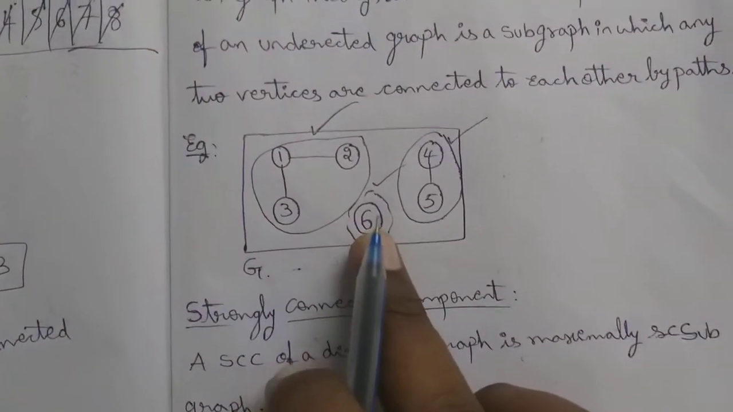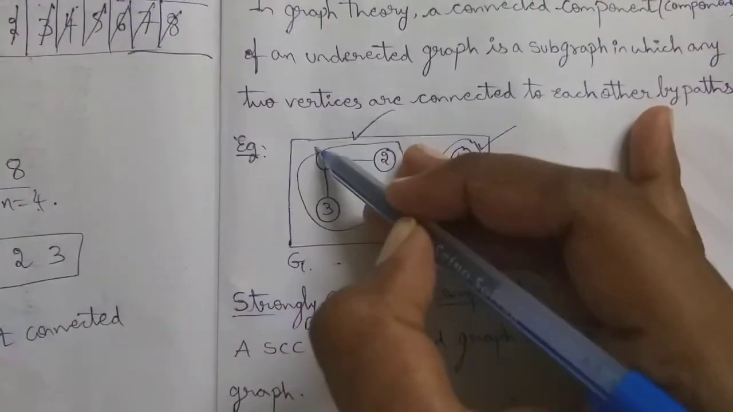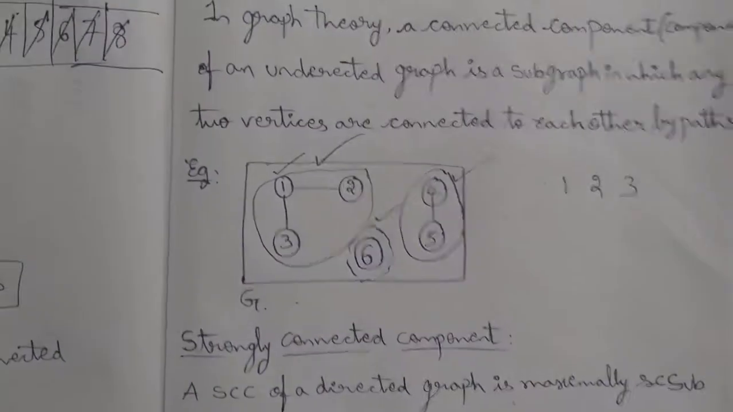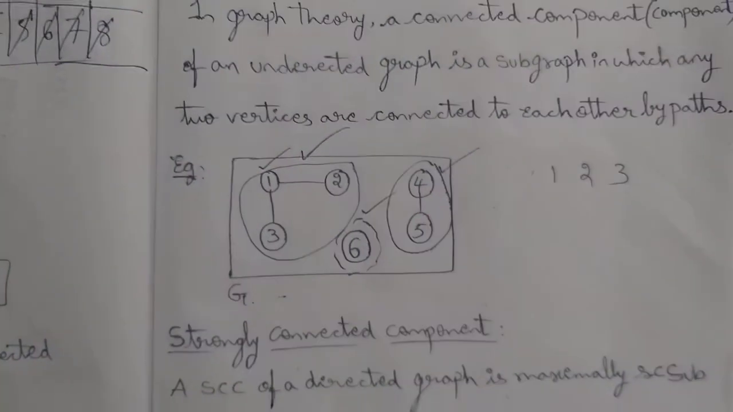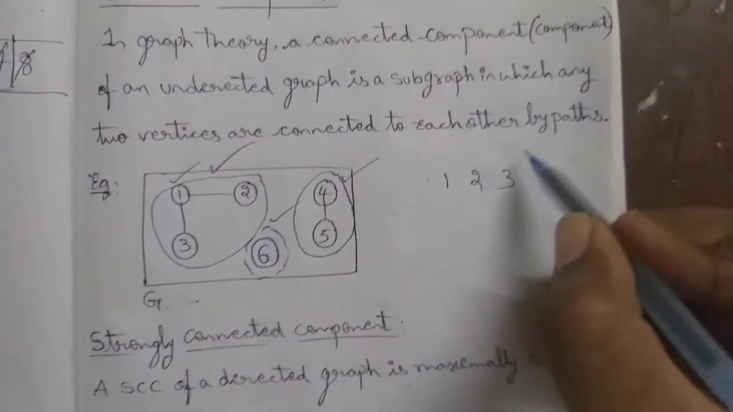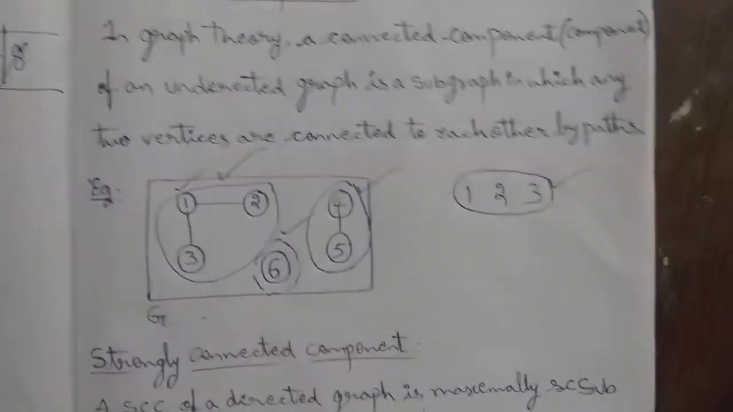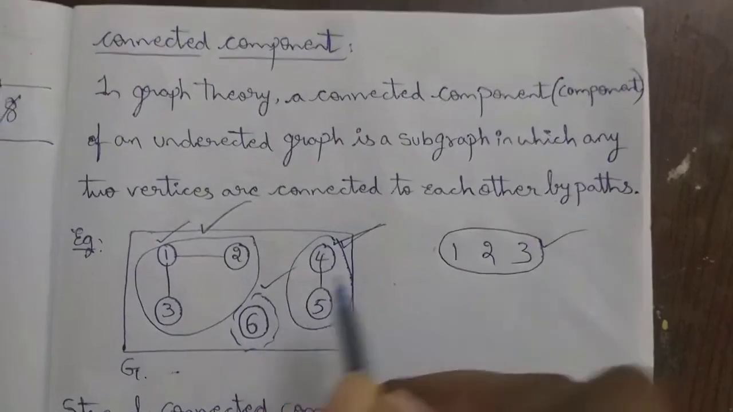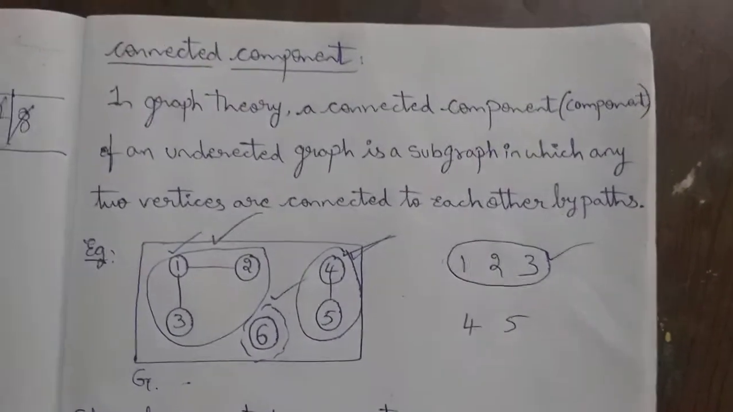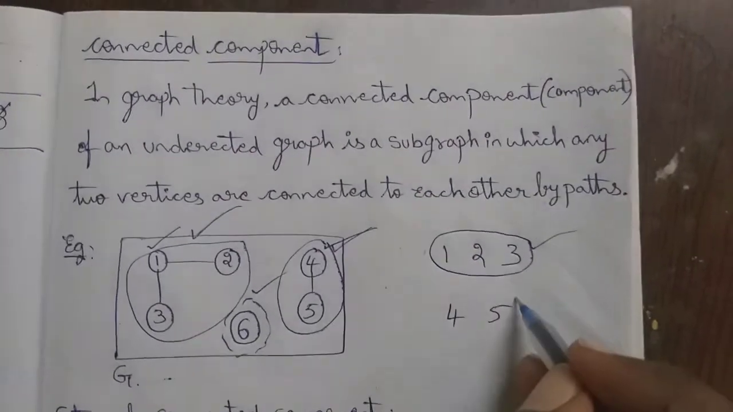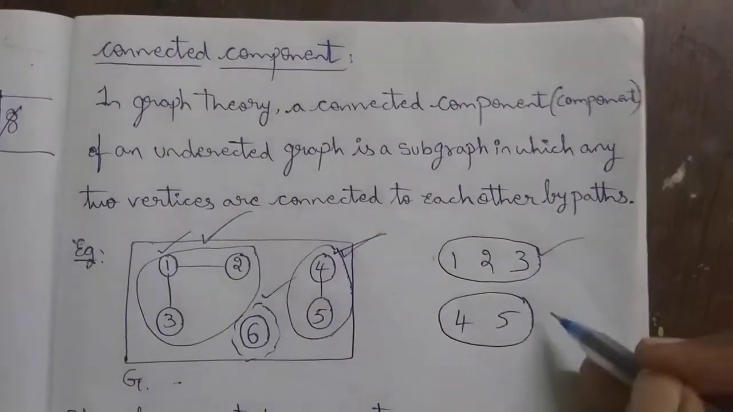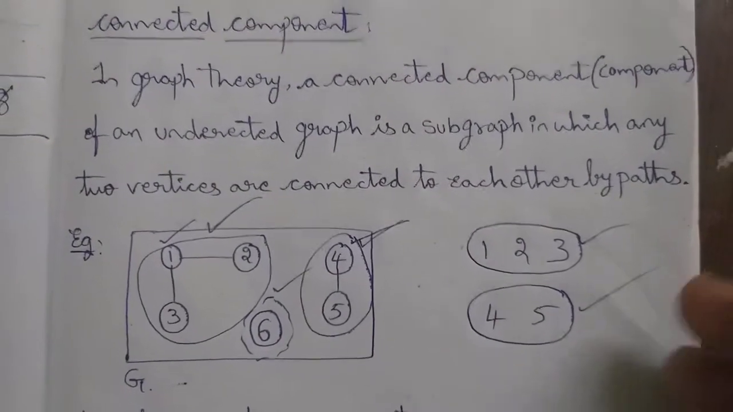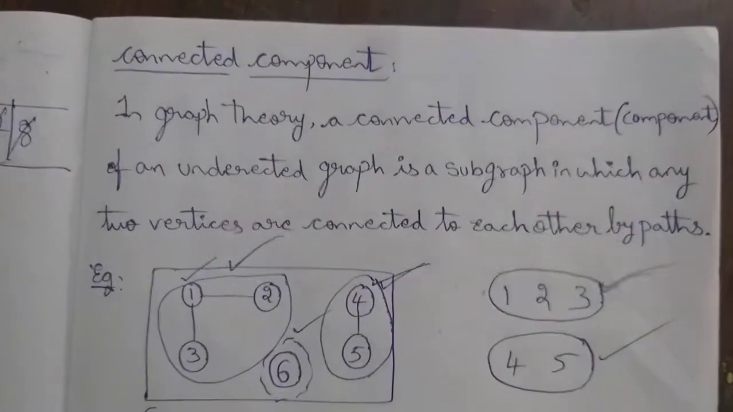Consider this example. If I apply the BFS call at vertex number 1, what are the vertices visited? 1, 2, 3 are visited, and the first BFS call is finished. At the first BFS call, we can say that vertices 1, 2, 3 form a connected component. And I give a second BFS call at vertex number 4. 4 is visited, and adjacent vertex 5 is also visited. If in the second BFS call 4 and 5 are visited, I can say it is one more connected component. At each and every BFS call, the output of the BFS traversal is a connected component.